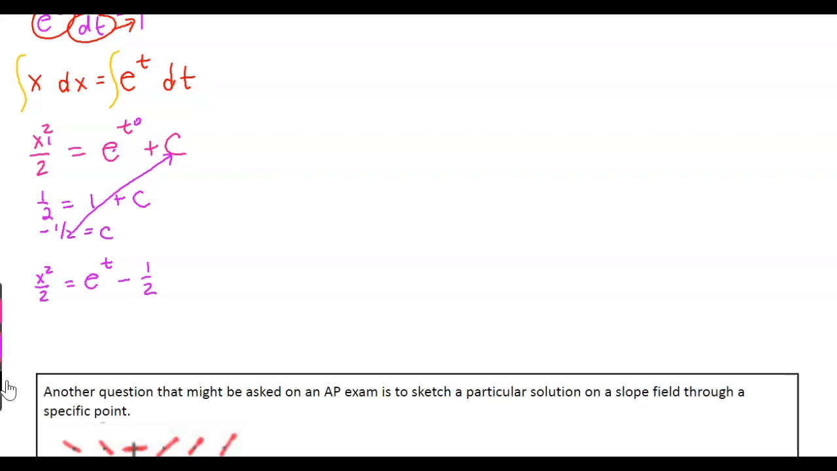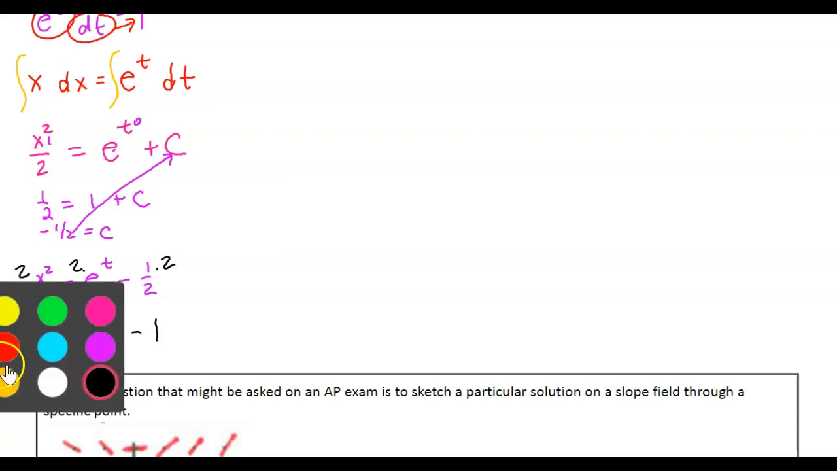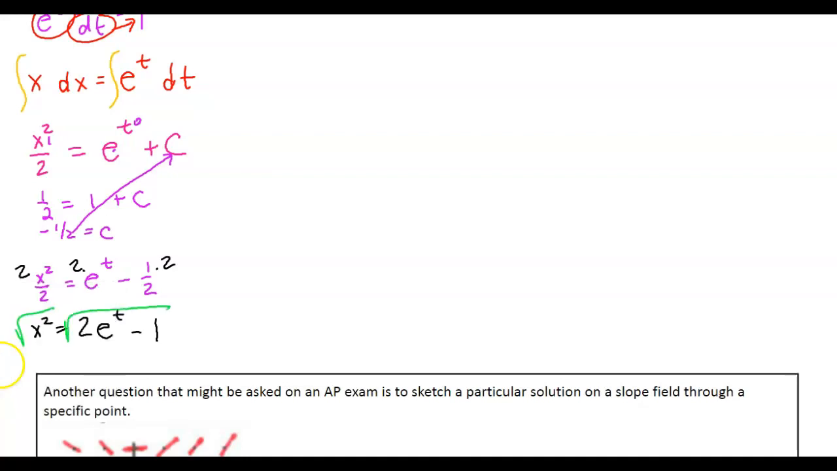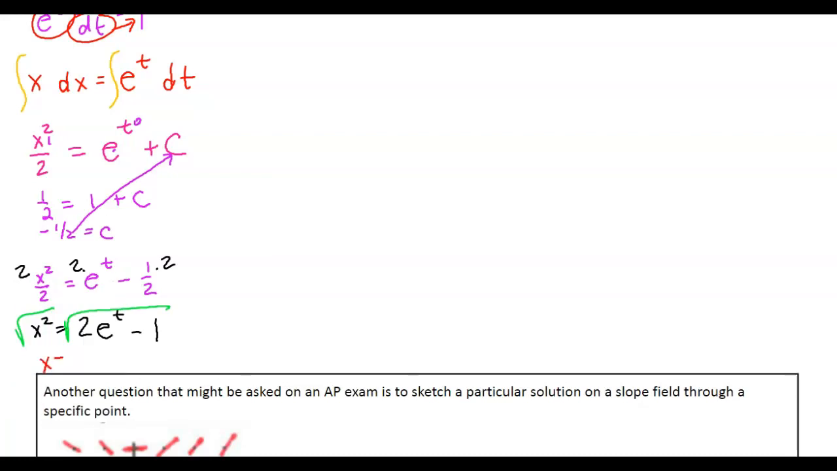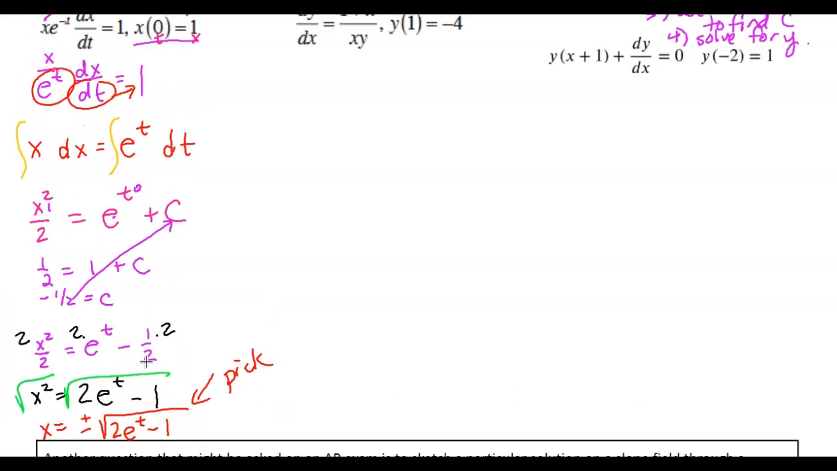All right, so our goal is to get x by itself. So we're going to go ahead and multiply everything by 2. So x squared equals 2e to the t minus 1. We're going to take the square root. And so we get x equals, now technically we get plus and minus. Okay, now you need to pick. Okay, but you do want to show plus and minus on the free response or you lose a point.